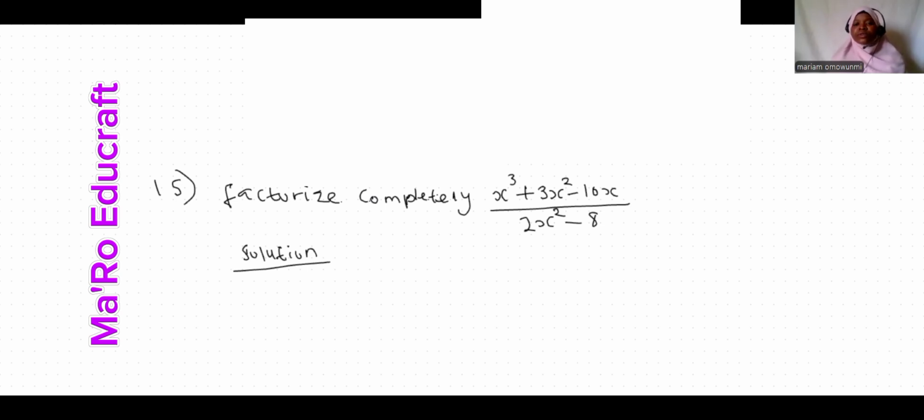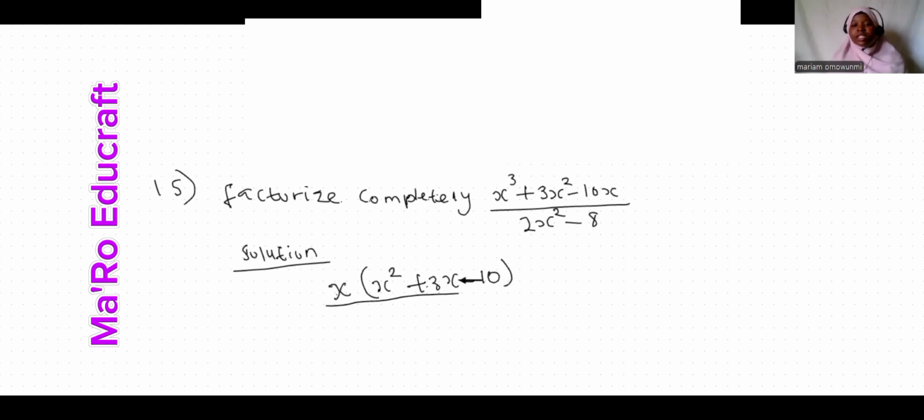Looking at the numerator, you will notice that x is common. So I will take x out. Factorizing x out of x cubed, we are left with x squared. X in 3x squared, we are left with plus 3x. X in minus 10x, we are left with minus 10.